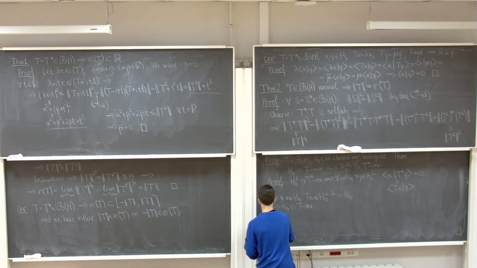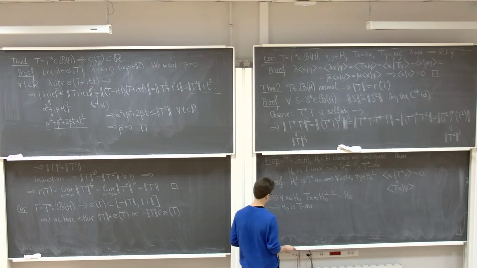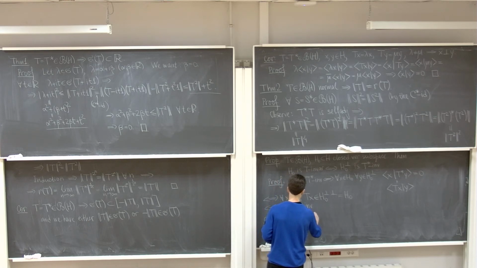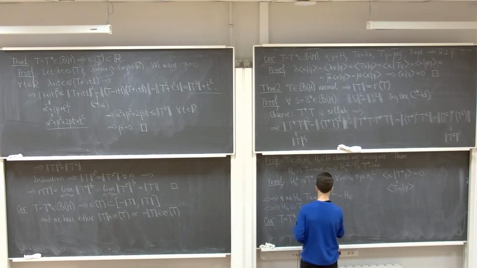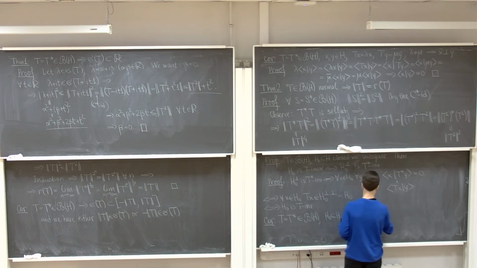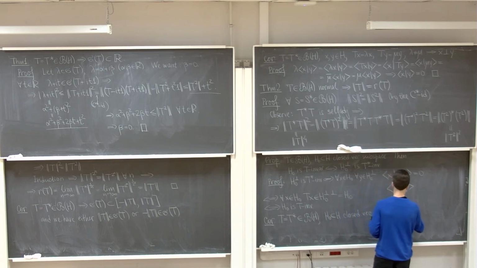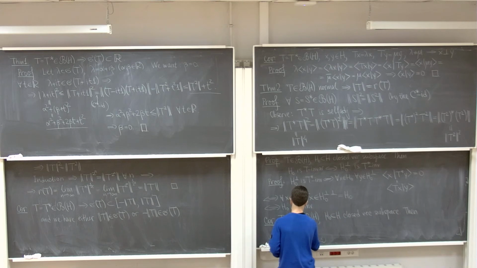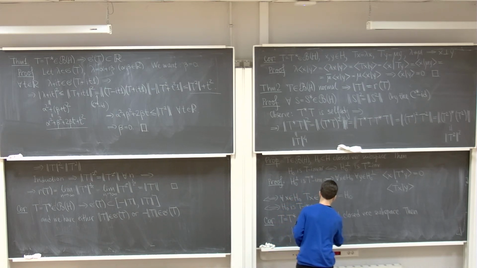And for self-adjoint operators, we get the following corollary. Suppose that T is a self-adjoint operator on the Hilbert space H, and suppose that H0 is a closed vector subspace. Then H0 is T invariant if and only if the orthogonal complement is T invariant.